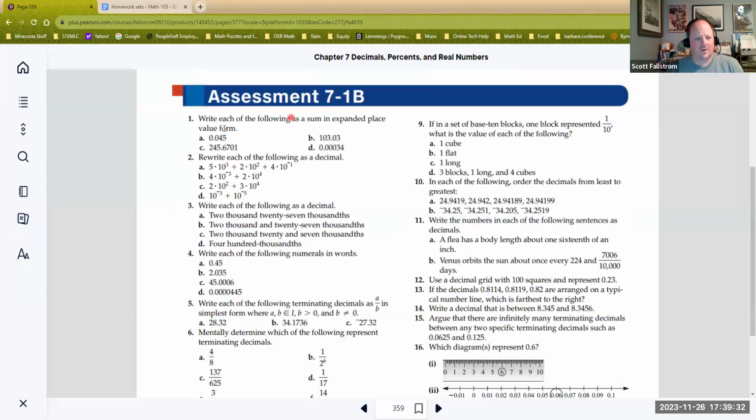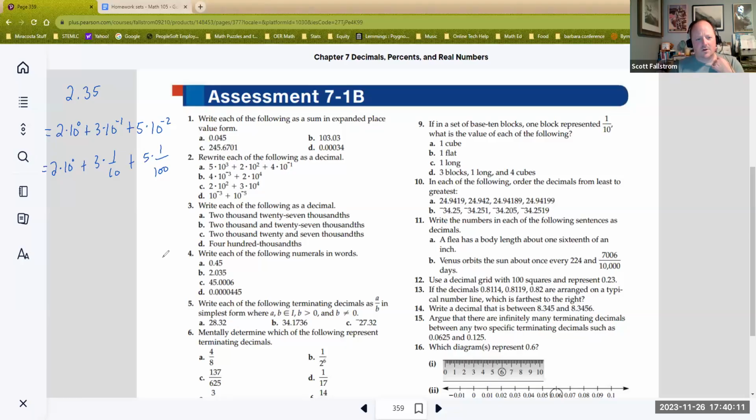So write each as the sum in expanded place value form. I gave an example of that earlier. For example, 2.35 would be 2 times 10 to the 0 plus 3 times 10 to the minus 1 plus 5 times 10 to the minus 2. You could also, if you prefer writing your negative exponents as fractions, do that too: 2 times 10 to the 0 plus 3 times 1/10 plus 5 times 1/100. That would be perfectly acceptable too.